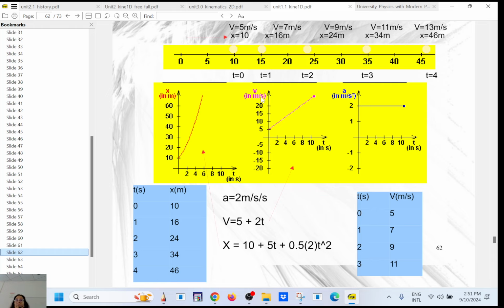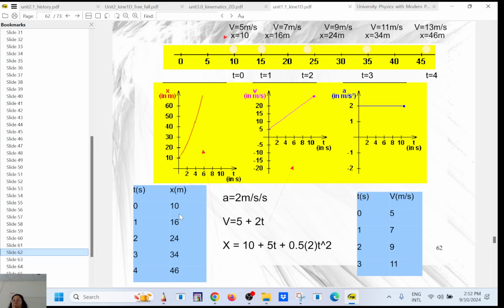Acceleration. How do I know? You see the rise is meter per second. The run is second. So meter per second per second is the acceleration. What's going to be the equation? What's the y-intercept? Here the y-intercept is going to be the initial velocity, 5, plus the slope, 2t. You see? That's a kinematic equation. Okay?